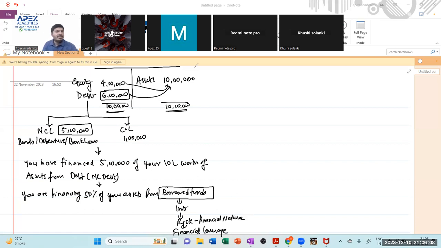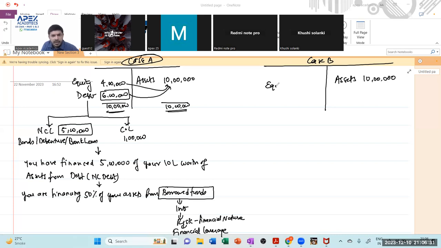Does everybody agree with my statements? Yes or no? Agreed or disagreed? Agreed? Okay. Let's go ahead. This was your case A. Let's take a look at case B, the profiling of a company. In this case, this company has assets of 10 lakhs and they are all financed from equity of 10 lakhs. There are no borrowings. There is no fixed interest payment.